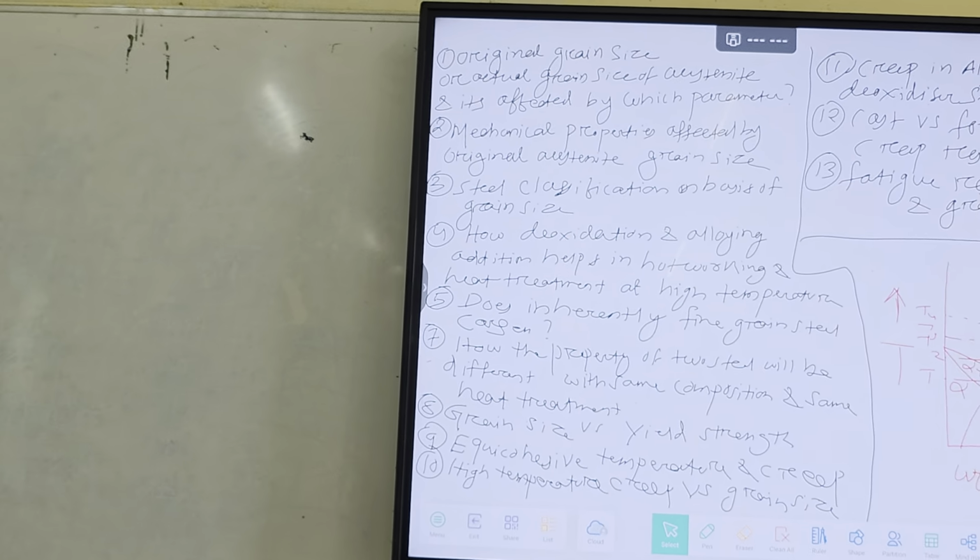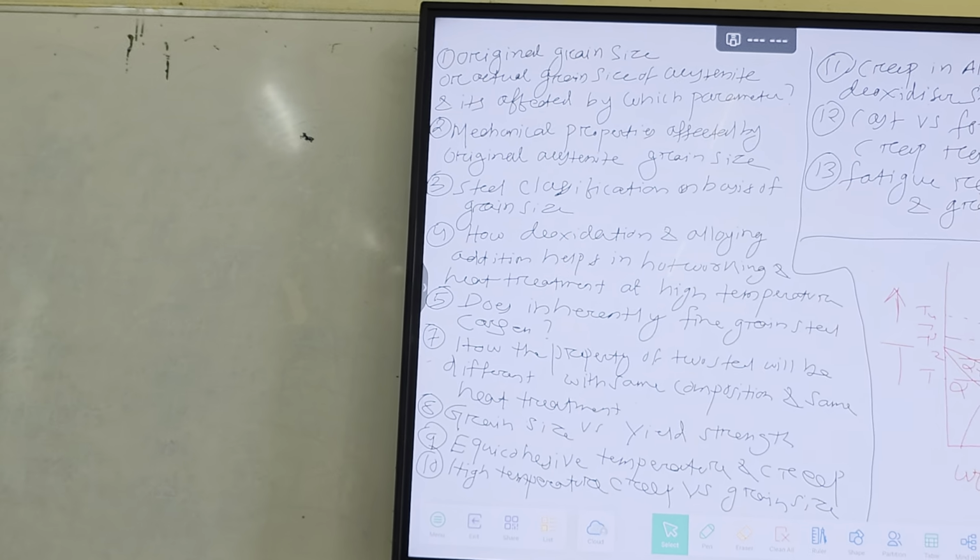Second is toughness. Already we have discussed toughness property, right? So toughness also improves if the size of the grain is smaller. Finer grain size will give you more toughness. Can you tell me one example where we need very high toughness in any application? Just give one example. Maybe we have discussed that already. Railway tracks, yeah, fine.